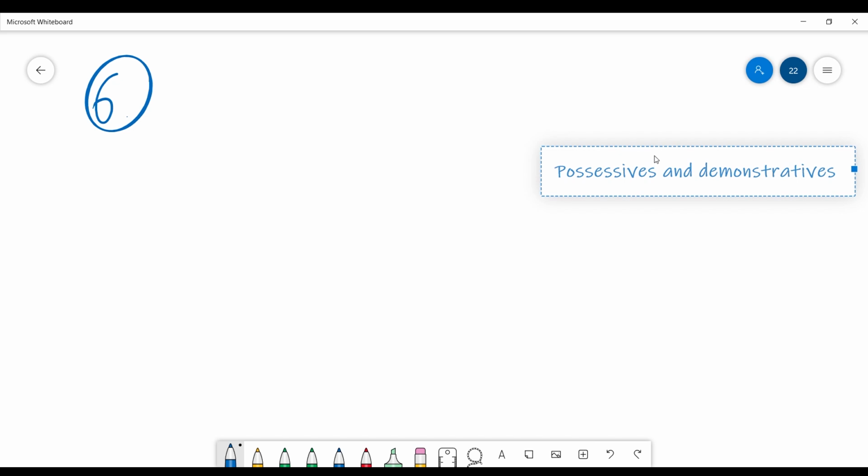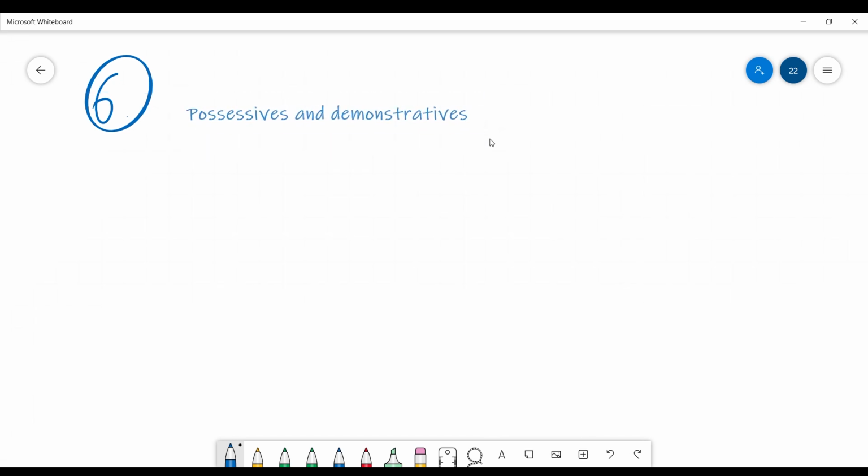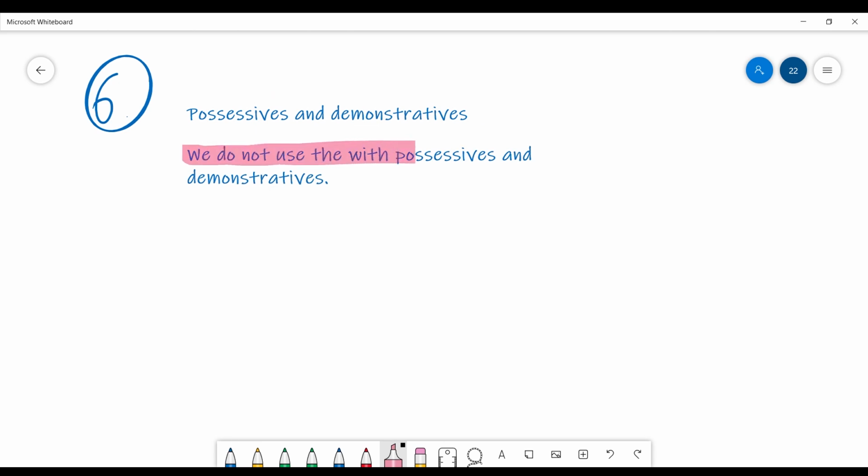Number 6. Yeah, we are talking here about possessives and demonstratives. Okay? So, in this case, be careful. We do not use the with possessives and demonstratives. This is the rule which says when we are not using this article, do not use the. Okay, let's look at the examples. Here we have it.